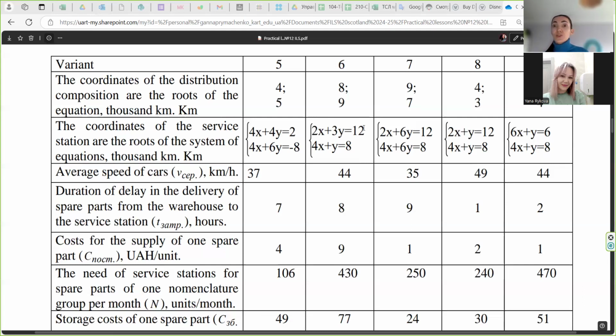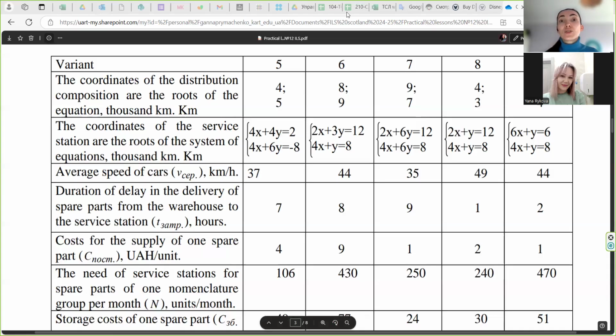So we have one point A with coordinates 8 and 9, and for the service station X is 1.2 and Y 3.2. We have 2 points, point A and point B, and need to find the distance between these 2 points. So how can we find this distance? We can use the difference between X and between Y and find the sums of it.